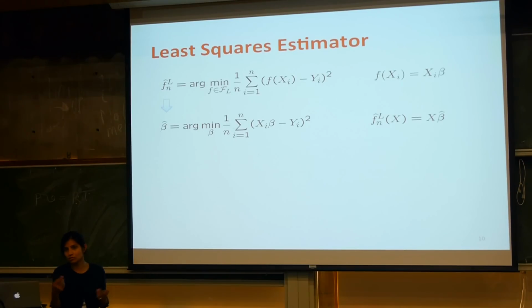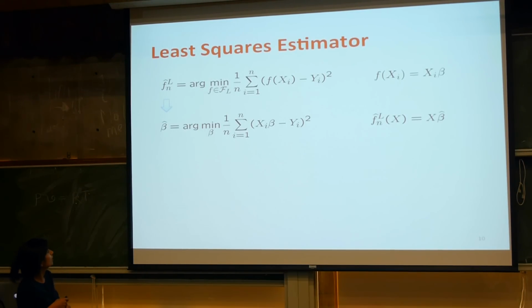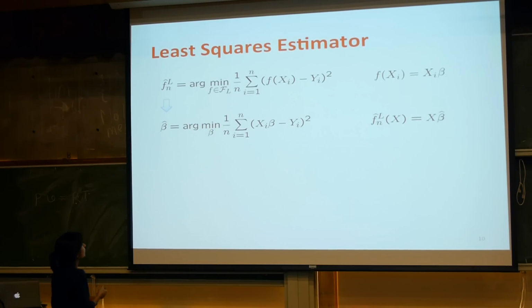Which makes sense. It's just minimizing the least squared objective over your training data points. It's called the least squares estimator.